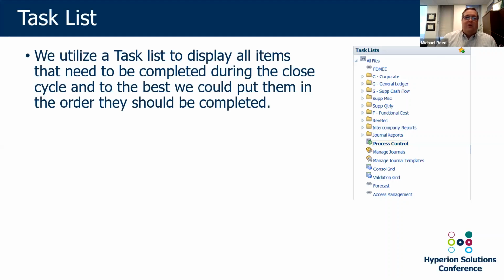So the very first thing, we have a link that opens up FDMEE that they can go in and load their data. We then have a list of all the web forms that they need to fill out. We have the process control module. Then we have the journal module. We put the journal module after they're done with their data because we discourage journal entries. I'll discuss that in a few minutes.